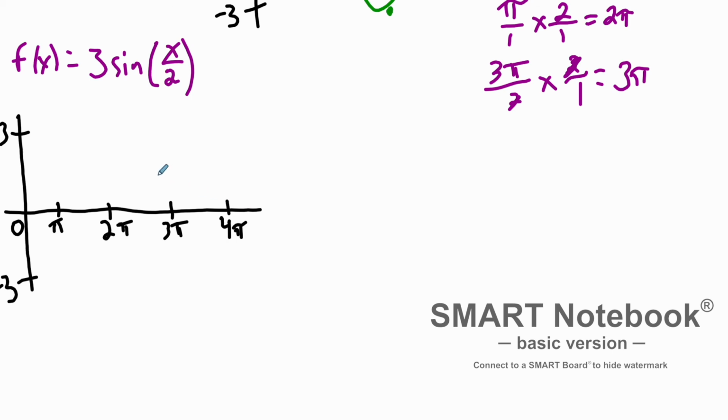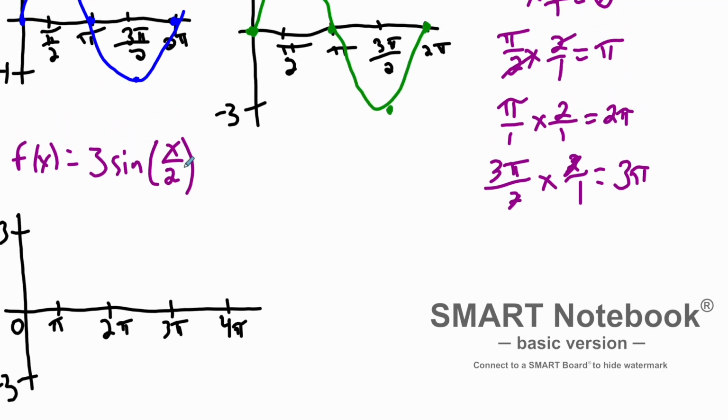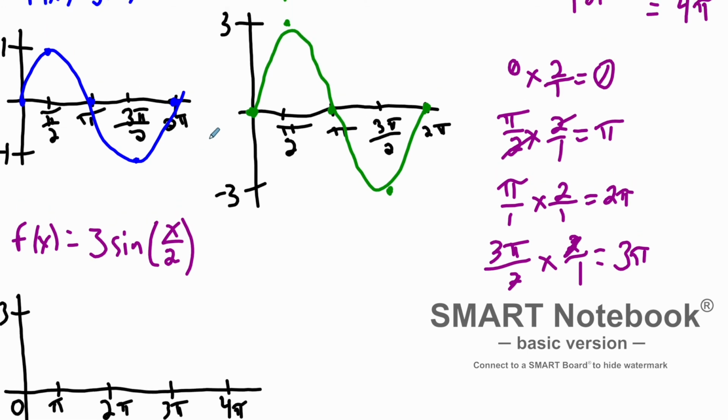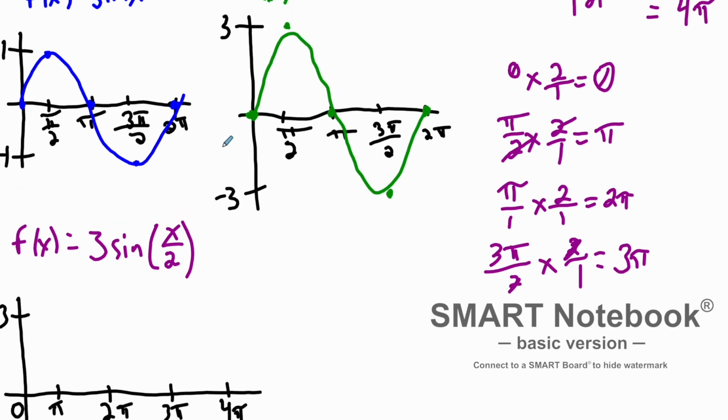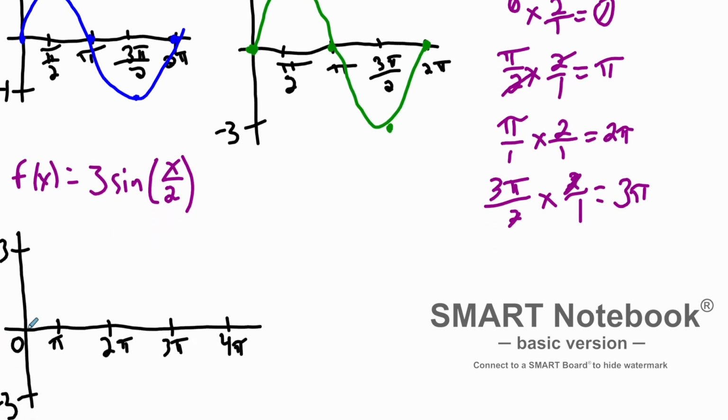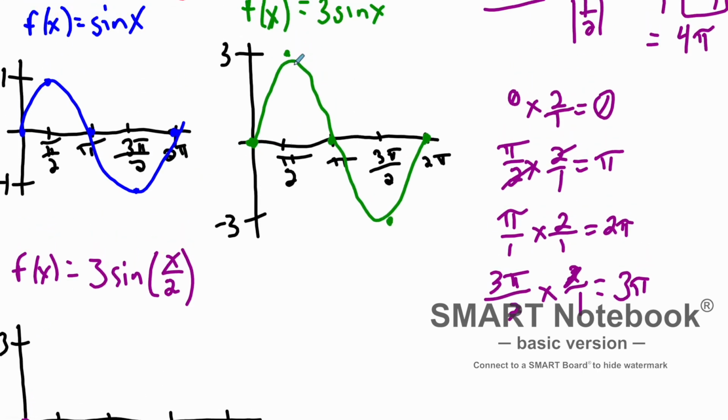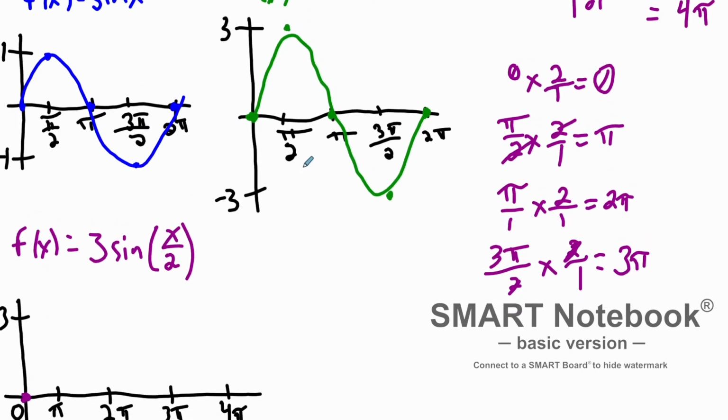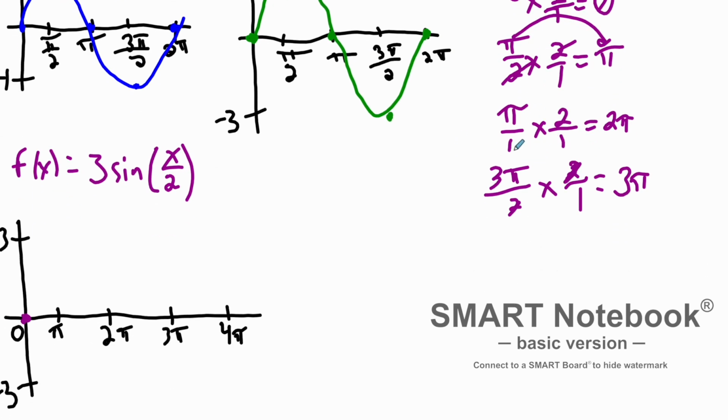So anyway, let's put our graph down here. So we started out, let me look at the previous one. I'll try and get them both on the screen here. We started out at 0, 0. Well, 0 got moved to 0. It did move. Okay, so that's still 0, 0. Then we had pi over 2 at 3. Well, pi over 2, we could see right here, got moved to pi. So that's over here at pi, 3.